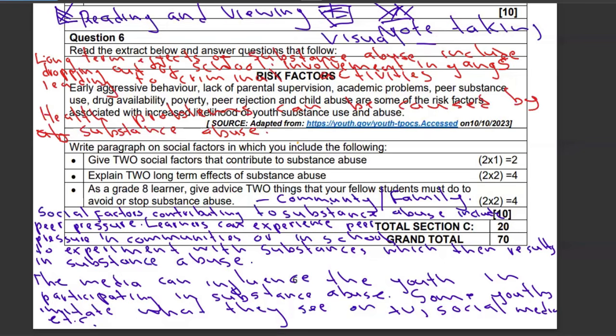Then the last part: as a grade 8 learner, give advice on two things that your fellow students can do to avoid substance abuse. So the first thing, say no to drugs. So you let your no be a no. Then in addition to that, stay out of bad groups, bad company, which influences you negatively. Then avoid risky situations. So all these are methods of staying away from drug abuse.